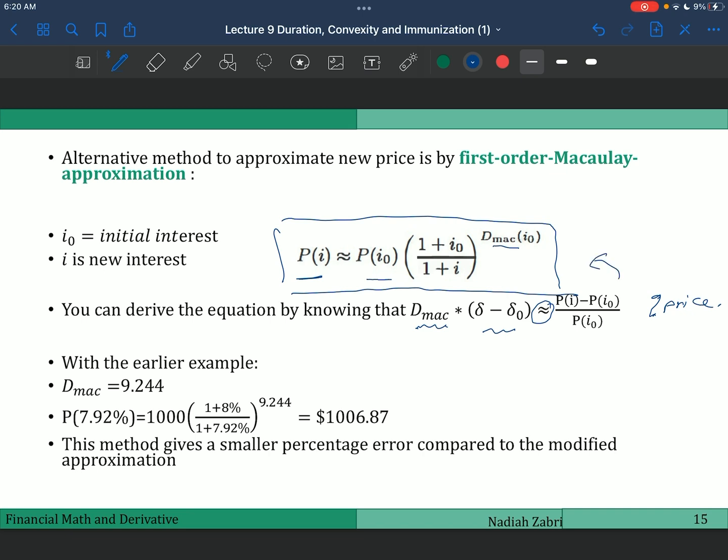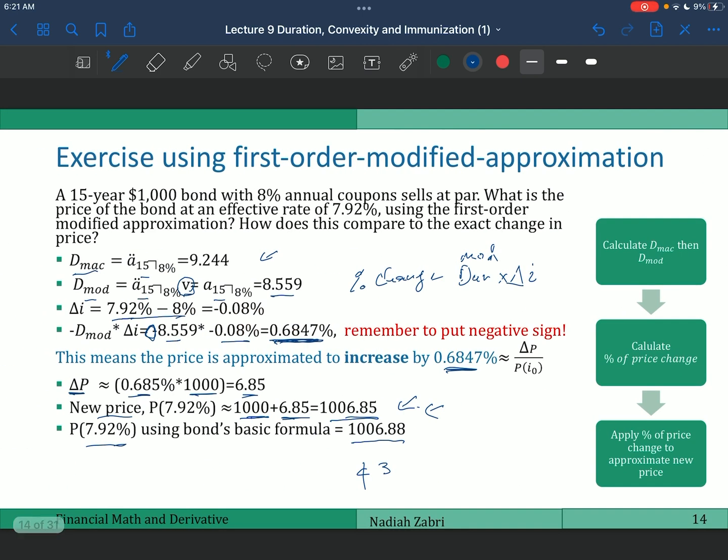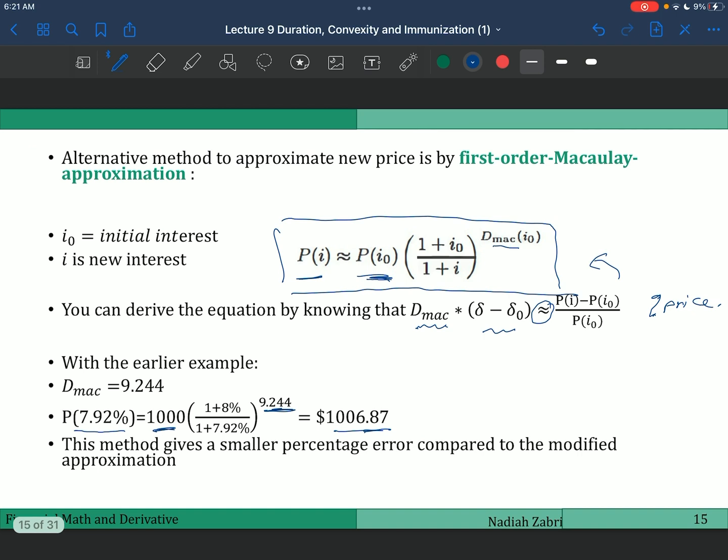Once you know this, you can derive this formula. If you use this formula to get the new price, P at 7.92 is P naught, 1,000, times 1.08 over 1.0792 to the power of Macaulay duration. You get 1006.87. If you remember, the actual price without approximation is 1006.88. So the gap is just 1 cent using this approximation. So this method actually gives a smaller percentage of error compared to the modified approximation.